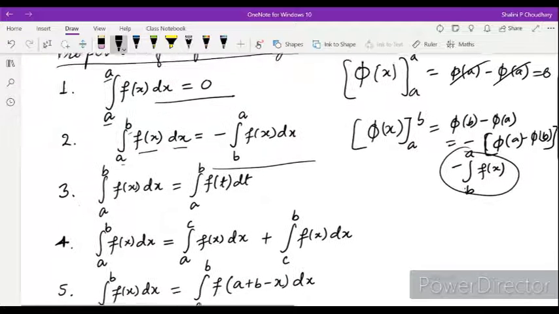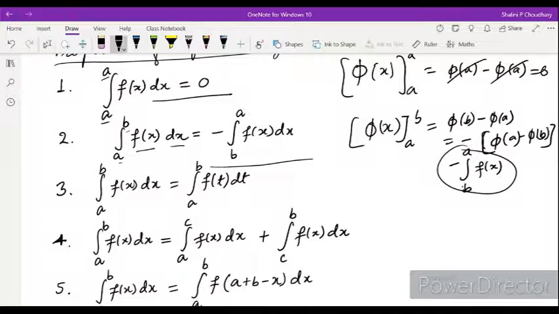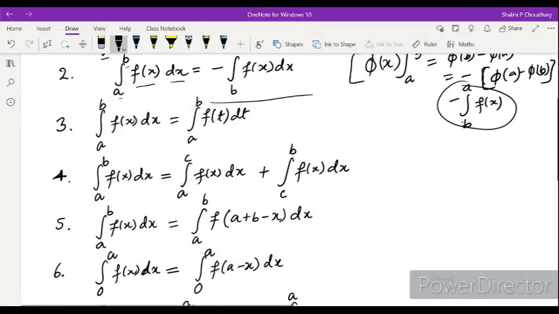Now we'll see property number 3. Here the interval is a to b, and here also the interval is a to b. It will not matter whether it is f(x) or f(t). If the function is the same, whatever variable we take, the value will remain the same. Okay, now property number 4.